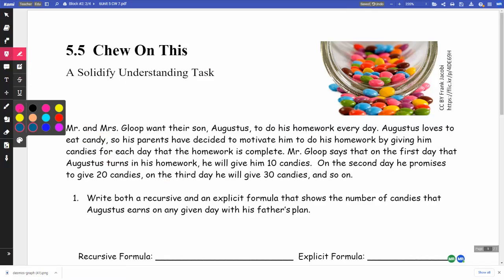So I'm going to grab some colors and highlight some of the important information here. So let's see. First day, 10 candies. Okay, I'm going to grab a different color. Second day, he's going to get 20 candies. And let me grab another one. Let's say I grab yellow. Third day, he has 30 candies, and so on. Okay, so I'm going to write the sequence out.